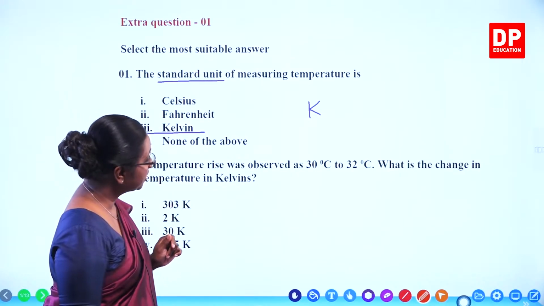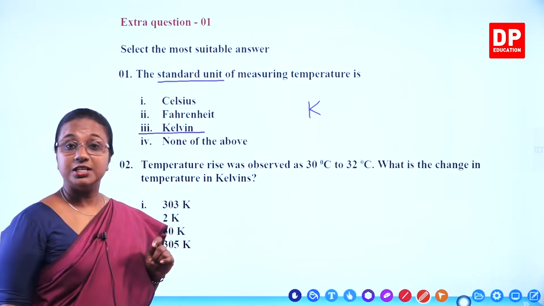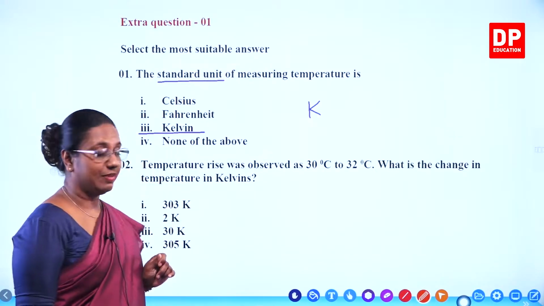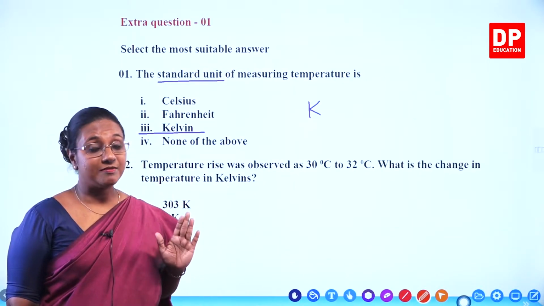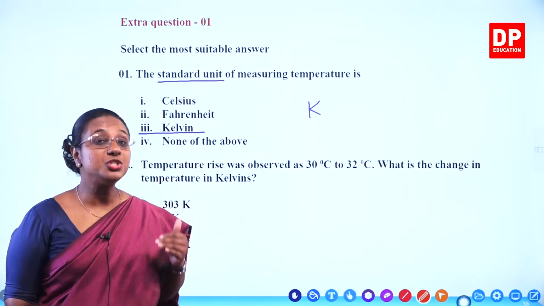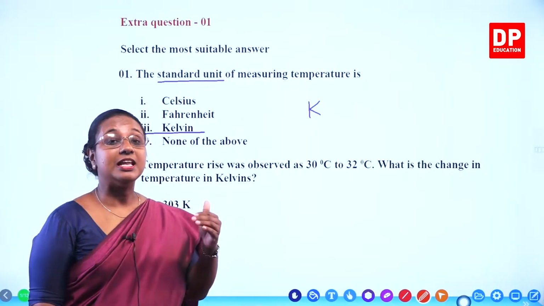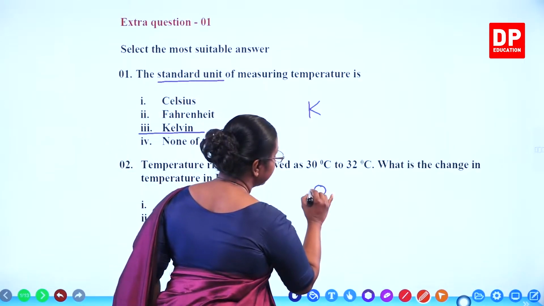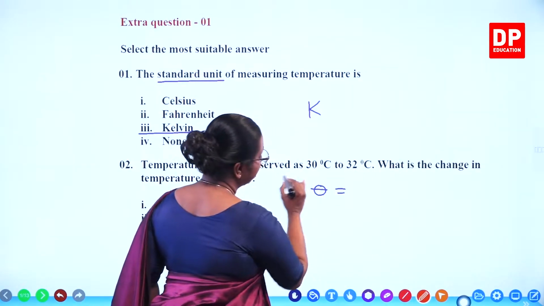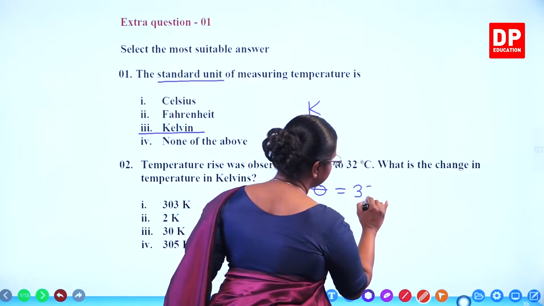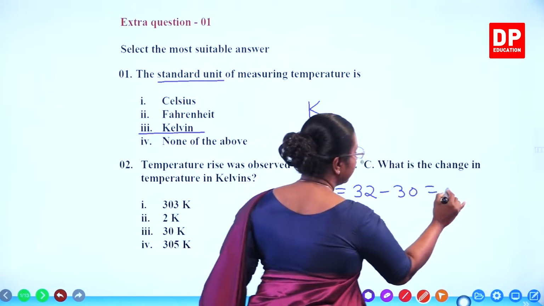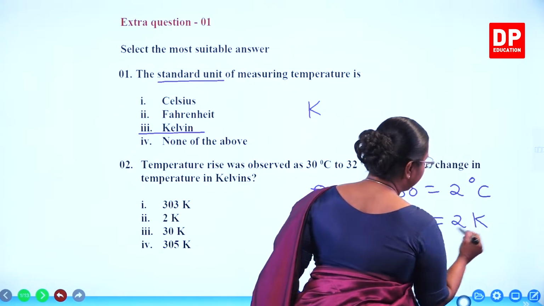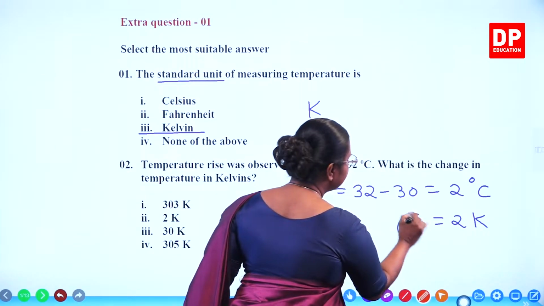Then the second question. Temperature rise was observed as 30 degrees Celsius to 32 degrees Celsius. What is the change in temperature in Kelvins? So, you can remember, students, we have discussed this before. When it comes to change in temperatures, Kelvin is equal to the Celsius scale. So, what is the change in temperature here? That is theta, final temperature minus initial temperature, that is 32 minus 30. So, it is going to be 2 degrees Celsius. That is equal to 2 Kelvins. Why? Because it is the change.